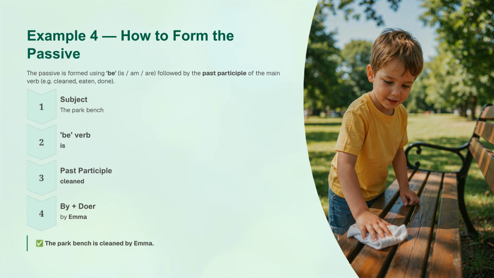Let's build a sentence together. First, start with the subject, the park bench. Second, add the be verb, is. Third, add the past participle, cleaned. Fourth, add by and the doer, by Emma. Put it all together, and we get, the park bench is cleaned by Emma.